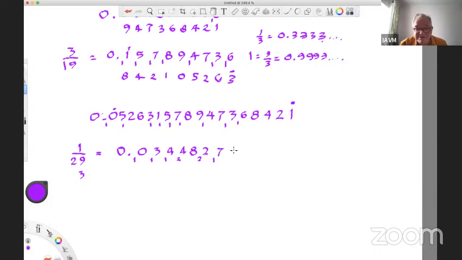17 divided by 3 is 5, remainder 2. And then we've got 8, remainder 1. And we've got 6. And then 2. How long is this going to go on for? Then we've got 0, remainder 2. 6, remainder 2. 8, remainder 2.